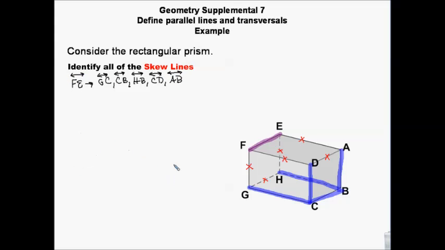Okay, that doesn't mean that these lines are skewed to each other though. Because if you look at this, obviously DC touches CB, they're not skew. So it's only FE is skew to all of these individually. Does that make sense? So you could write them out separately. FE is skew to GC, FE is skew to CB, FE is skew to HB, but why write all that when you can just say FE is skew to all of these? Okay.